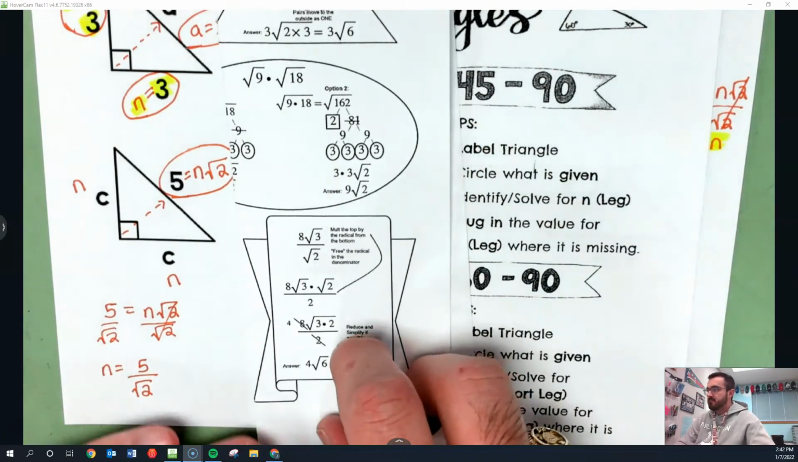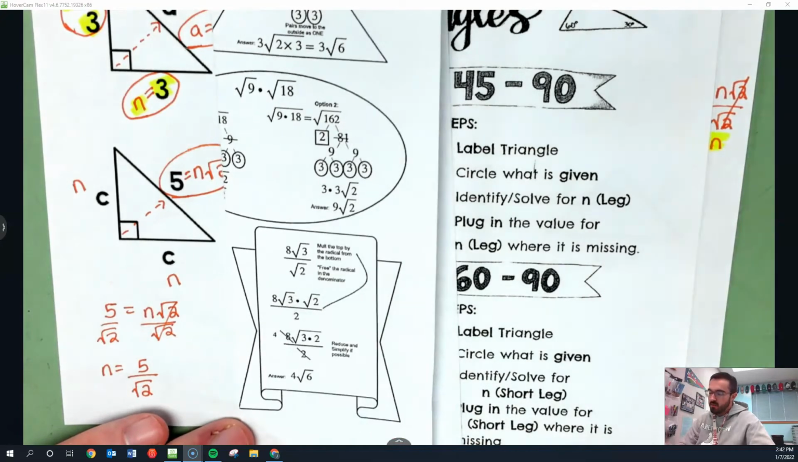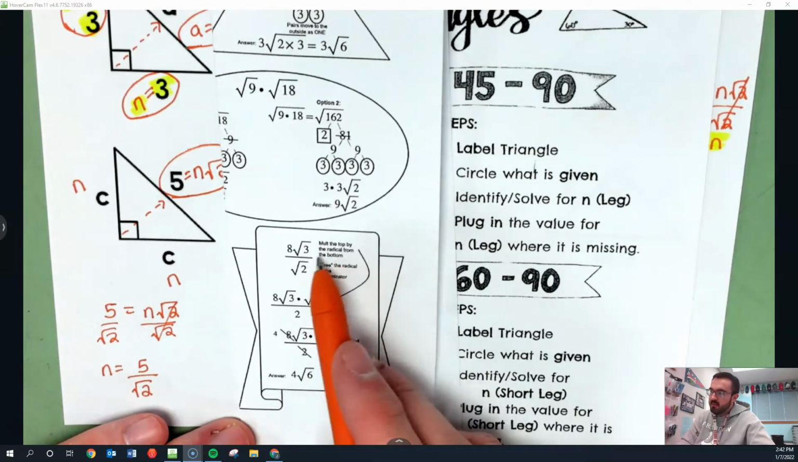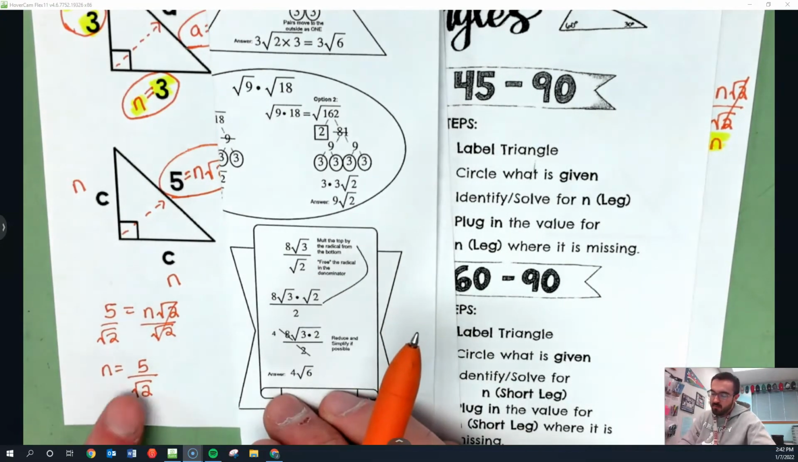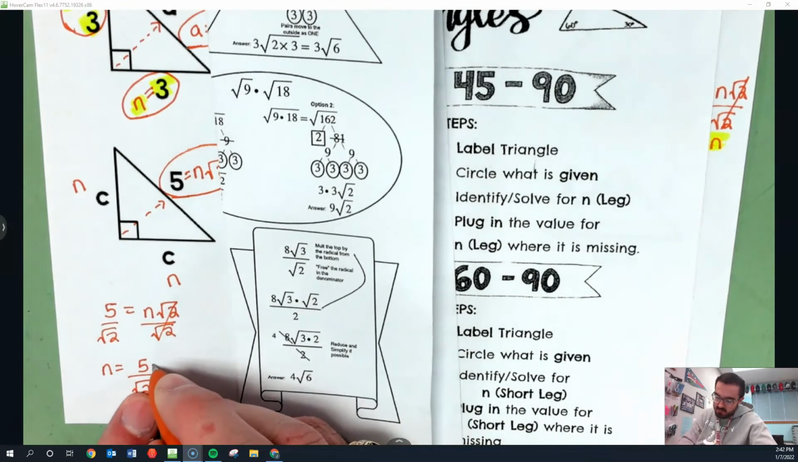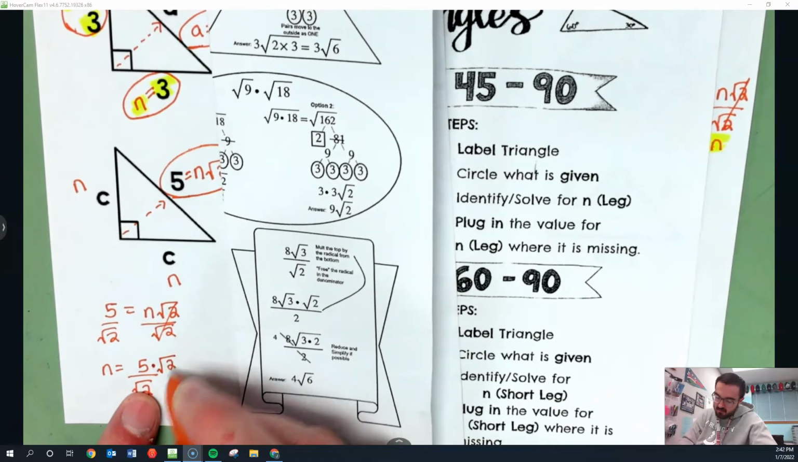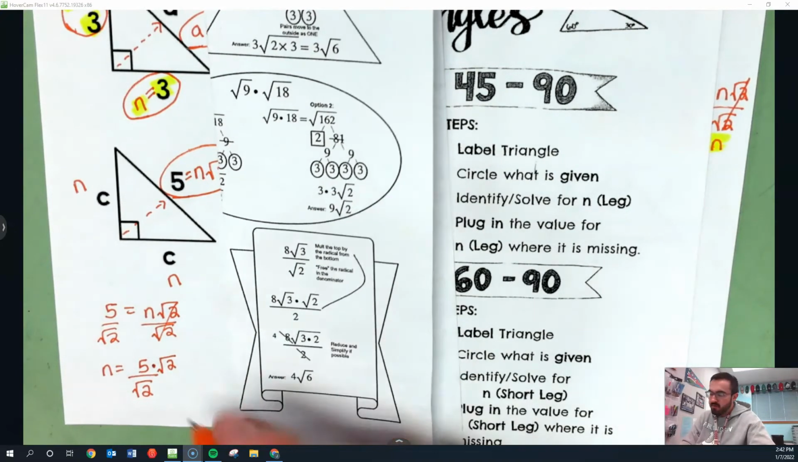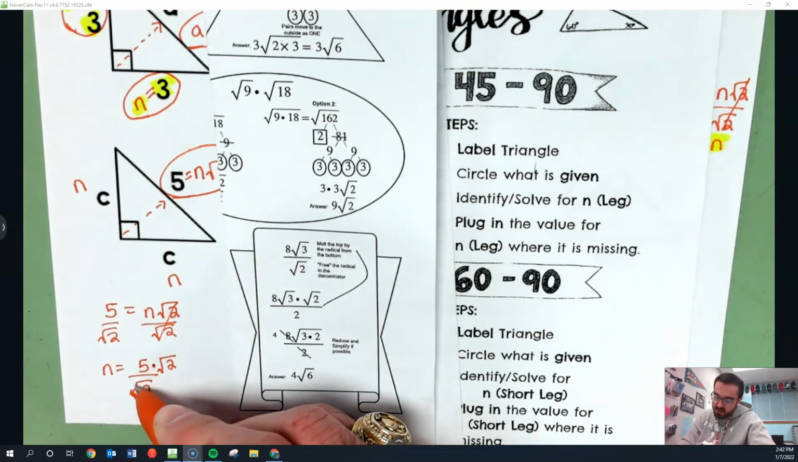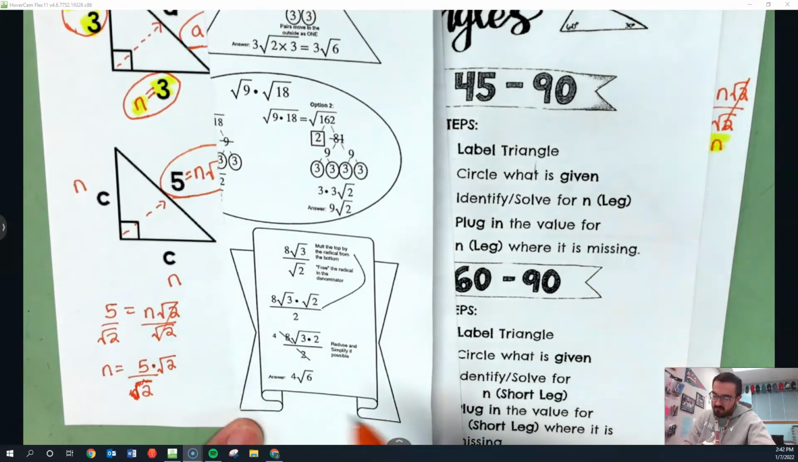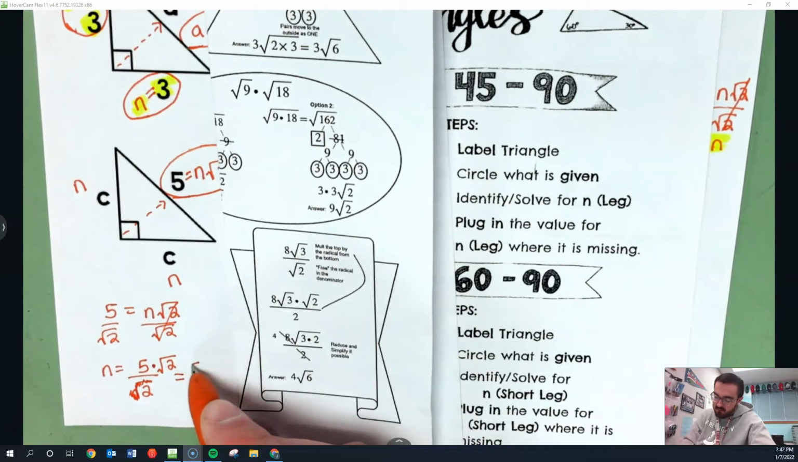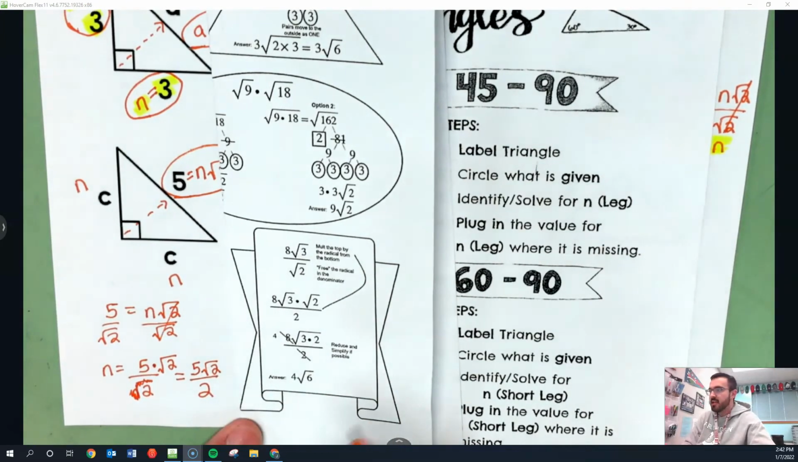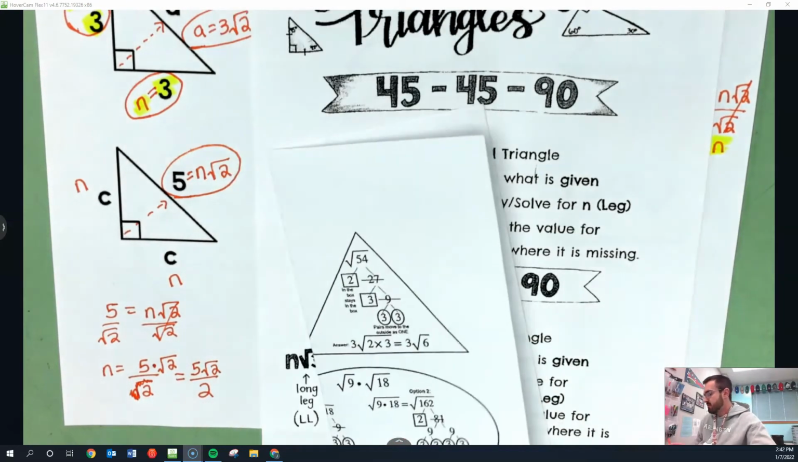Okay. In this situation, we always have to multiply the top by the radical from the bottom. So I'm going to multiply the top times the radical from the bottom, which is radical 2. Okay, I've done it. Now I'm going to free the radical in the denominator. That means that this radical goes away, and I am left with 5 root 2 over 2. That is what n now equals.